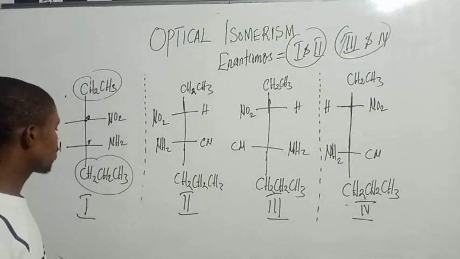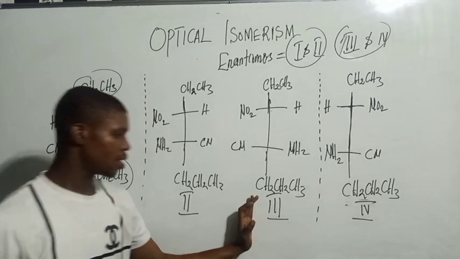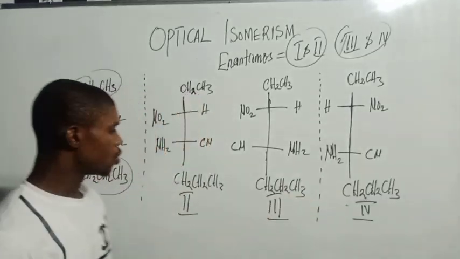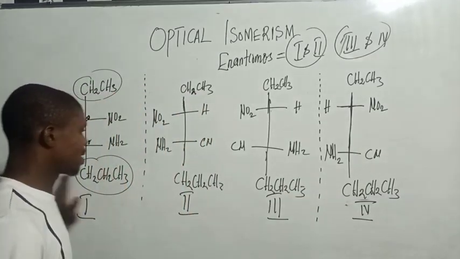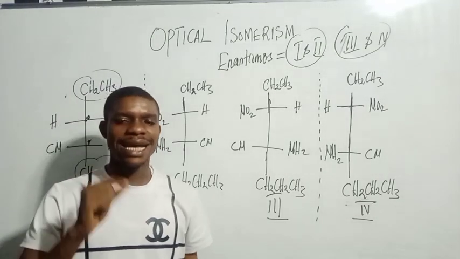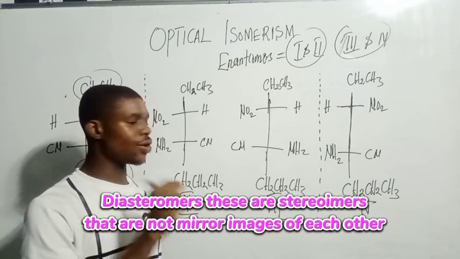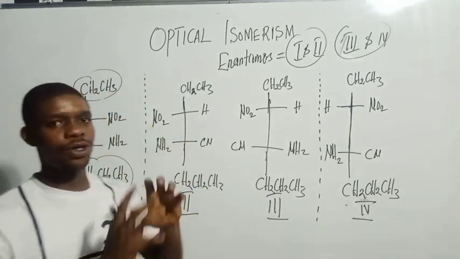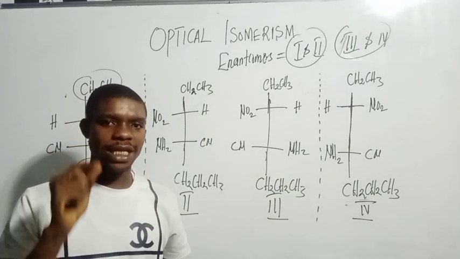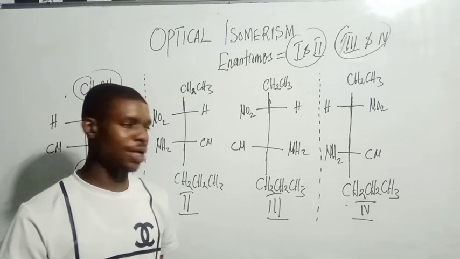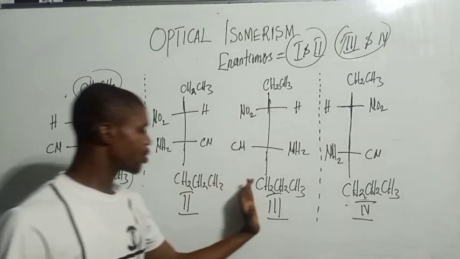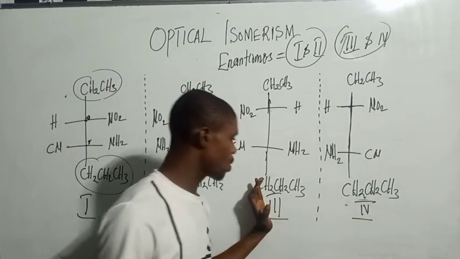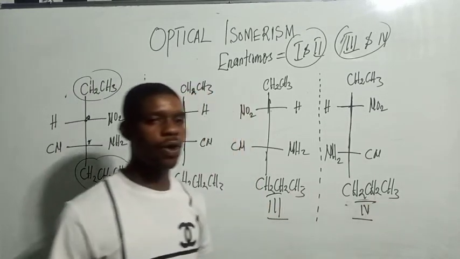But if someone should ask you about 1 and 3, 2 and 3, 2 and 4, look at them, they are all stereoisomers. So you can see that diastereomers are stereoisomers that are not mirror images of each other. So enantiomers are mirror images of each other, while diastereomers are not mirror images of each other. So 1 and 3, 1 and 4, 2 and 3, 2 and 4 are called diastereomers.